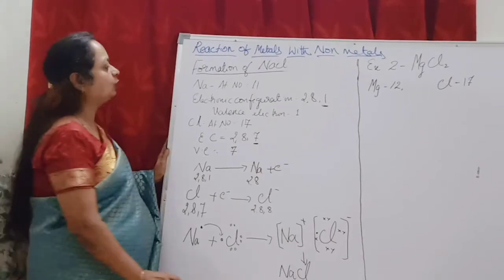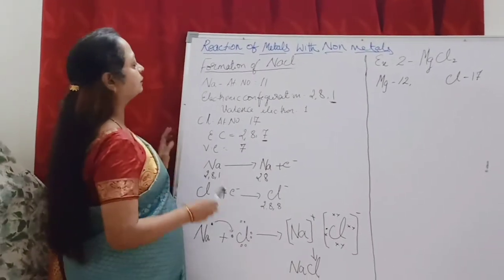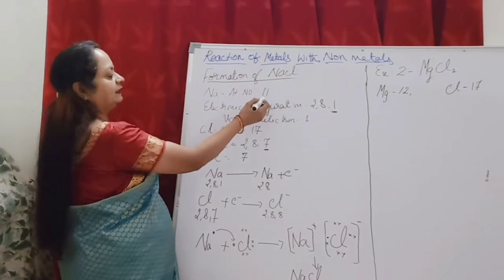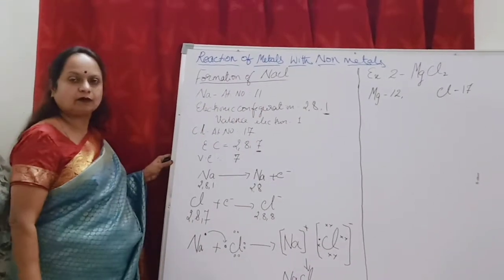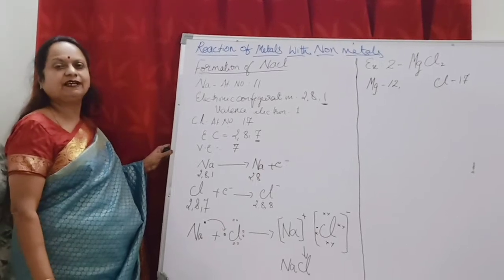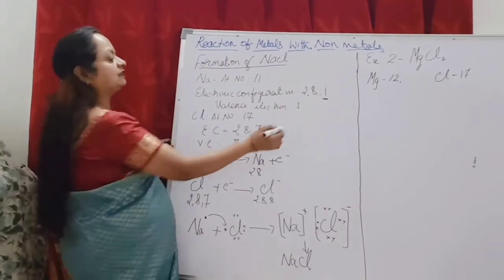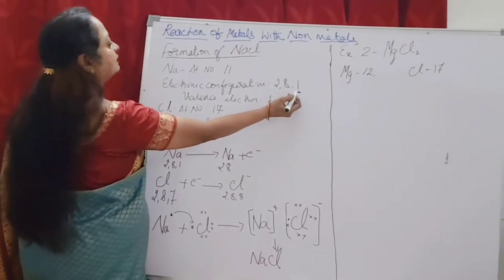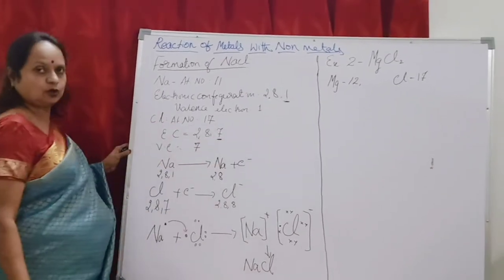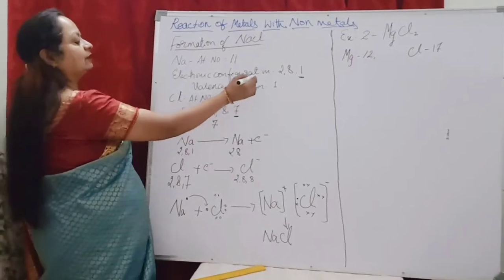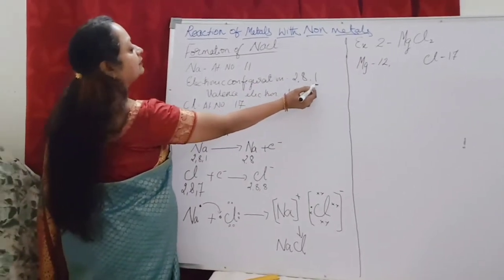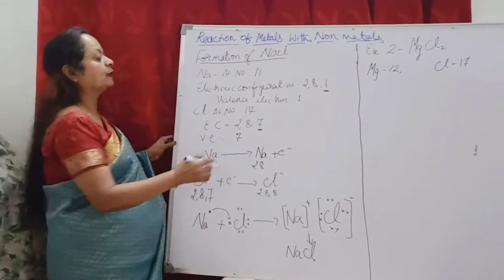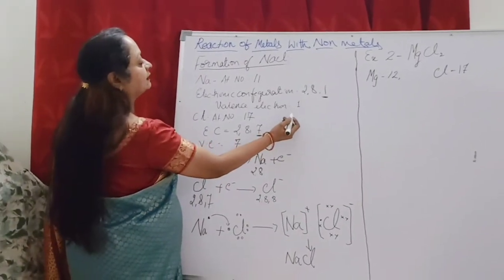You should know the atomic number of sodium. What is the atomic number of sodium? 11. Write the electronic configuration that you studied in 9th standard. First shell 2 electrons, second shell 8 electrons, third shell 1 electron. What is the valence electron? The valence electron is 1. The outermost electron is the valence electron.